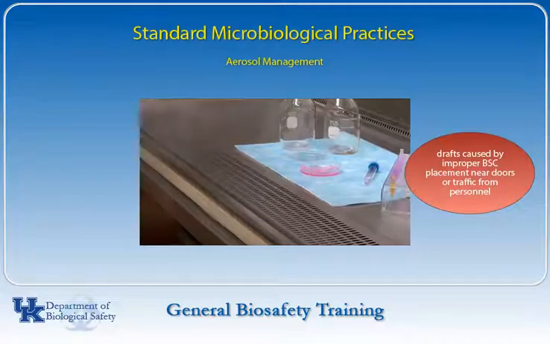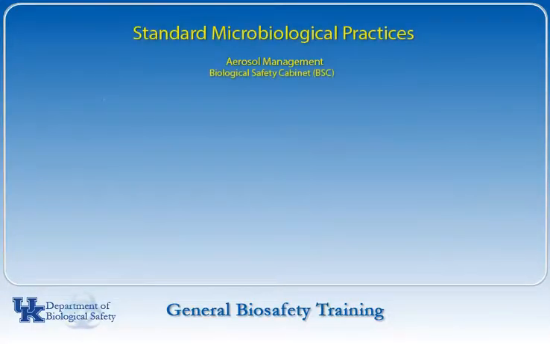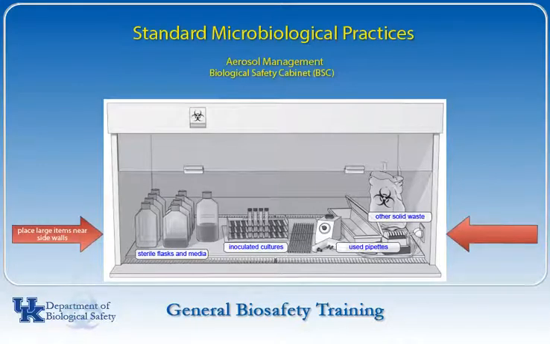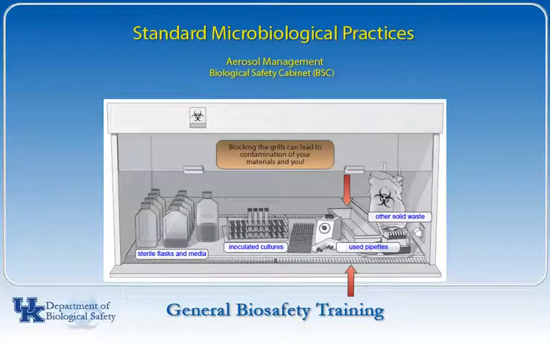Good techniques when working within a BSC will minimize air turbulence and prevent unwanted spread of aerosols by maintaining proper airflow. The following guidelines will help keep you, your research materials, and the environment safe. Only materials and equipment necessary for immediate work will be placed in the BSC. Place large items close to the sidewalls rather than at the back of the cabinet where they will interfere with airflow. Blocking the intake grills in the front and rear of cabinet will interfere with proper functioning of the cabinet, which can cause a loss of containment of infectious organisms.